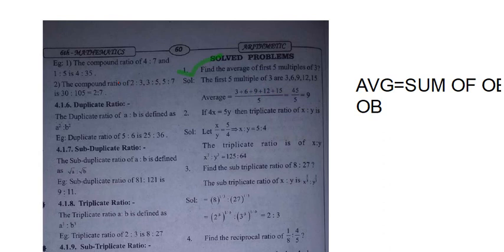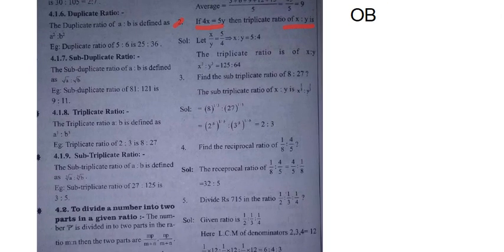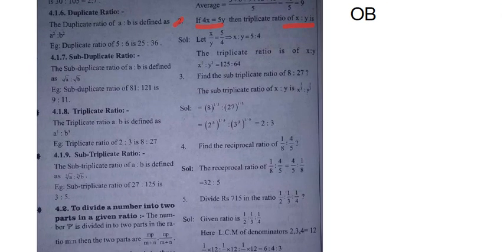Now, we shall move to the second sum. See, in the second question, what did they give? If 4x equals 5y, then the triplicate ratio of x is to y is. First, what is meant by triplicate ratio, friends? In the previous class, what have we learned? Triplicate, TRI, means try, that is nothing but 3. Means you should do cube for it. Duplicate means 2, so you should do square. Triplicate means you should do cube of it.